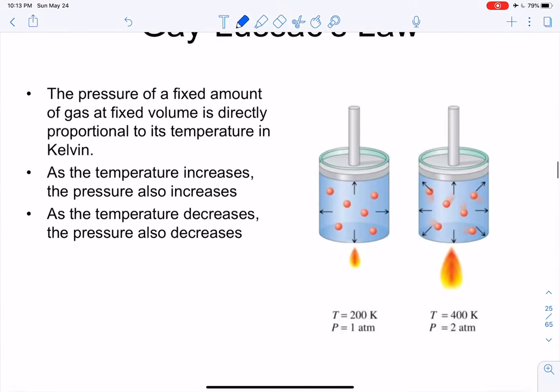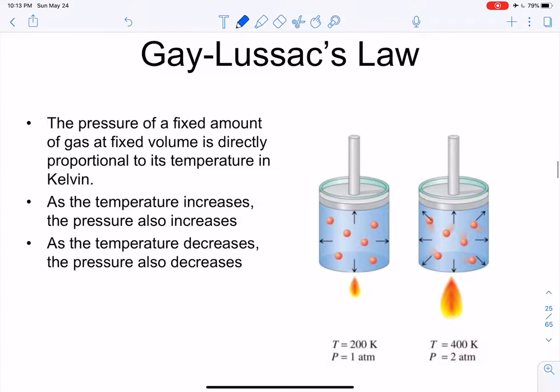And what he said is that the pressure of a gas at a fixed volume, so the volume isn't changing, is proportional to the temperature of the gas. And of course, the temperature is in Kelvin, because in the gas laws, we do our temperature in Kelvin. So this means as the pressure changes, the temperature must be changing, or as the temperature is changing, the pressure must be changing. Either way you want to think about it.